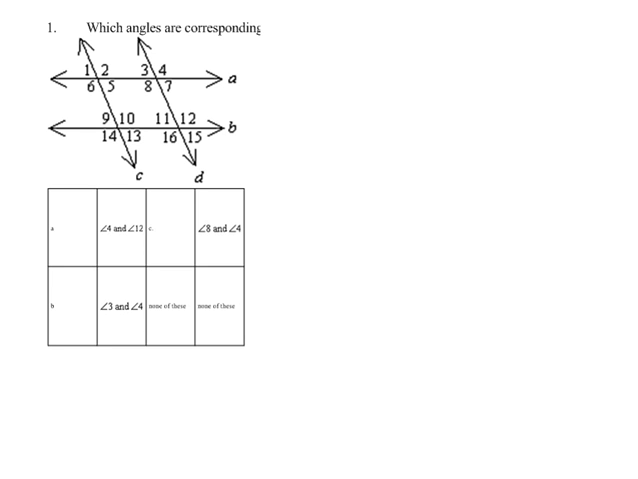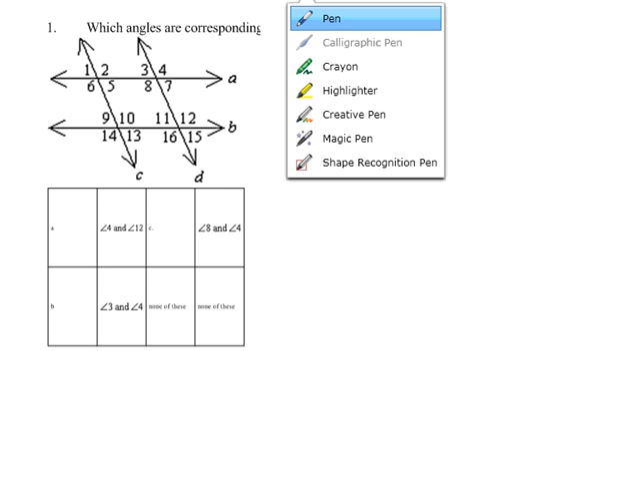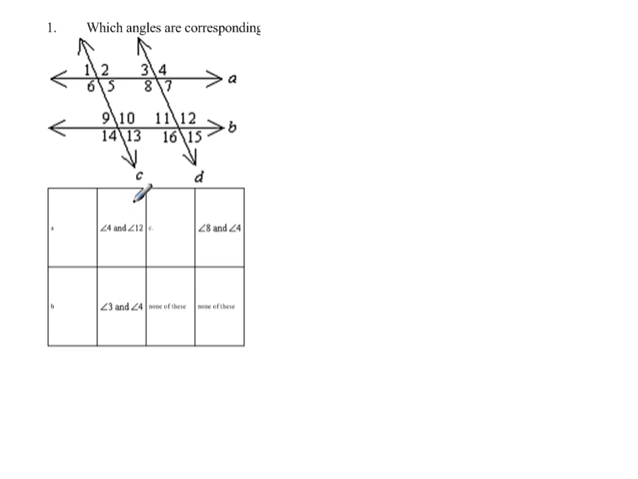The first question asks, which angles are corresponding? It is a multiple choice question, and you may not be able to see, but it gives us the options. It's asking which ones are corresponding, A, B, C, or D. A says angles 4 and 12, B is 3 and 4, C is 8 and 4, and D is none of these.